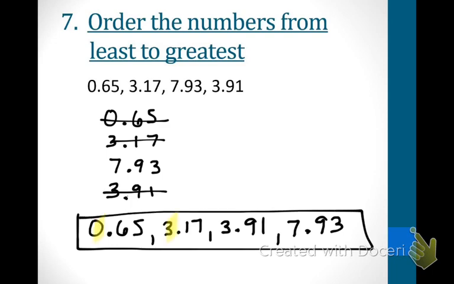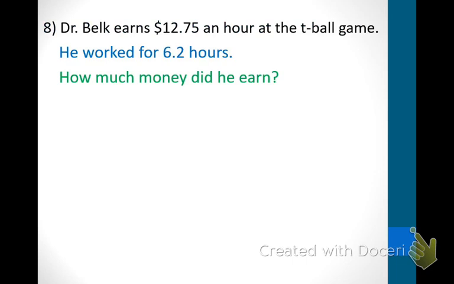check. This is a 0, 3, 3, and 7. So I do know that I did go in order from least to greatest.